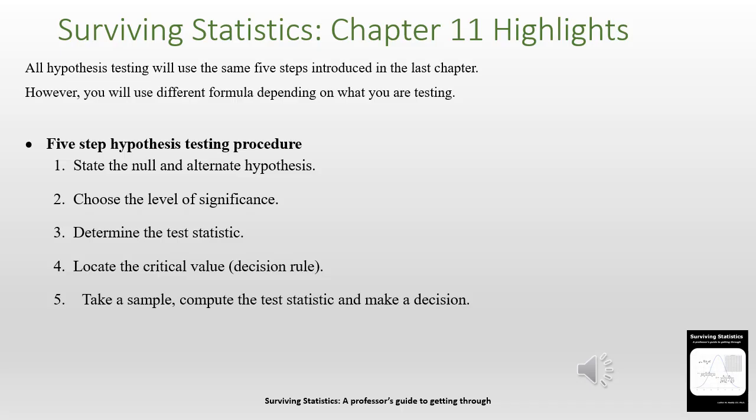All right, here are some of the highlights from Chapter 11. As we've seen, with a variety of test statistics that we're working with, we're still going to use the 5-step hypothesis testing procedure. That 5-step procedure is, number 1, state the null and the alternate. Number 2, choose the level of significance. Number 3, determine the test statistic. Number 4, locate the decision rule, the critical value. Number 5, take the sample, compute the test statistic, and make a decision. And as we've seen, there are multiple formulas that we will use to compute the test statistic.